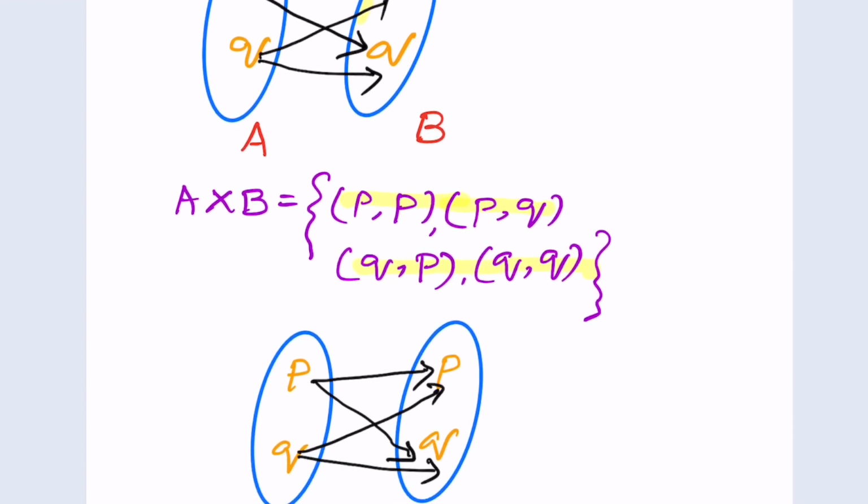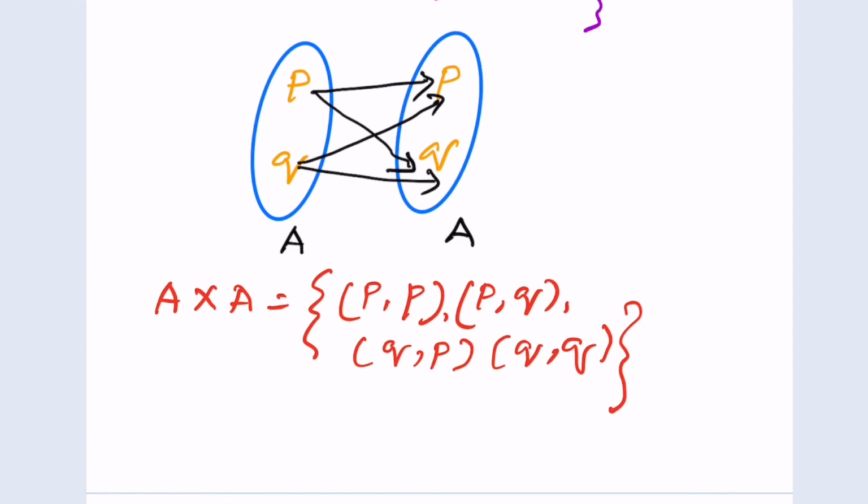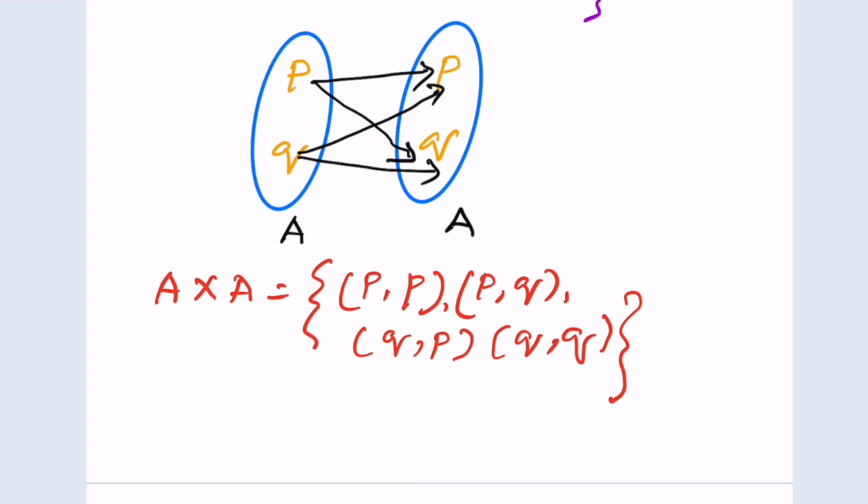Now we are going to find the cross product of A cross A. So let us picturize the set A with the elements P and Q, and since the other set is also the set A, we picturize it as a set with the elements P and Q. Now to find A cross A, let us associate every element of A with all the elements of A again. So we get 4 ordered pairs. So A cross A is a set of all ordered pairs (P, P), (P, Q), (Q, P) and (Q, Q).